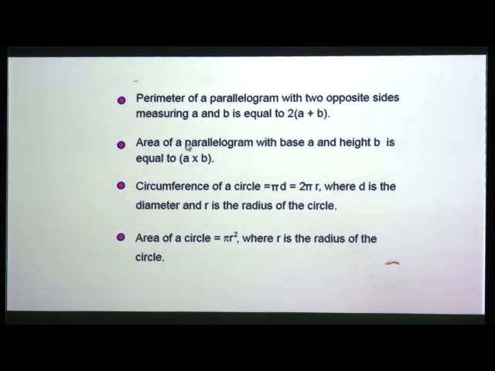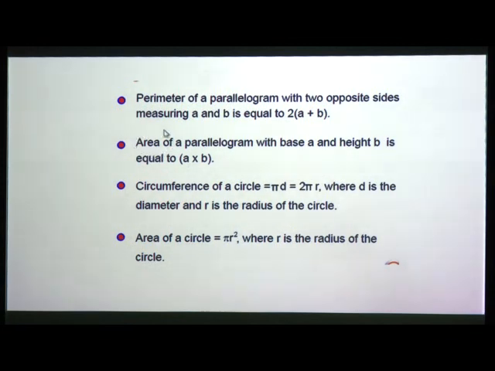Now, area of a parallelogram with the base considered as A. Now you know what a parallelogram is. Already we had seen some examples with the parallelogram. So, you might be imagining the figure in front of your eyes, the parallelogram whose base is A and height is given as B, is equal to A into B, because it is an area.